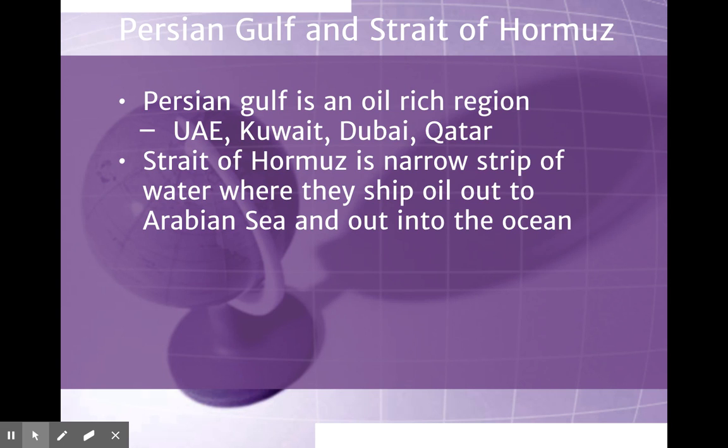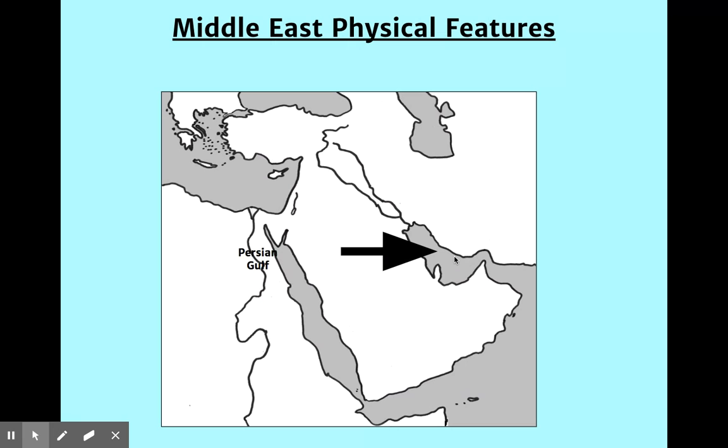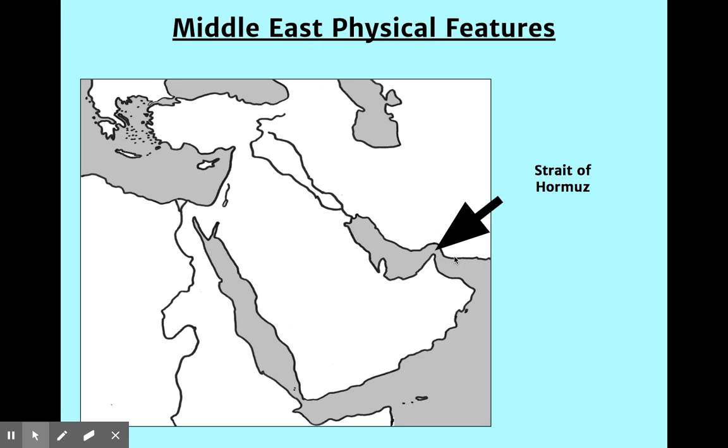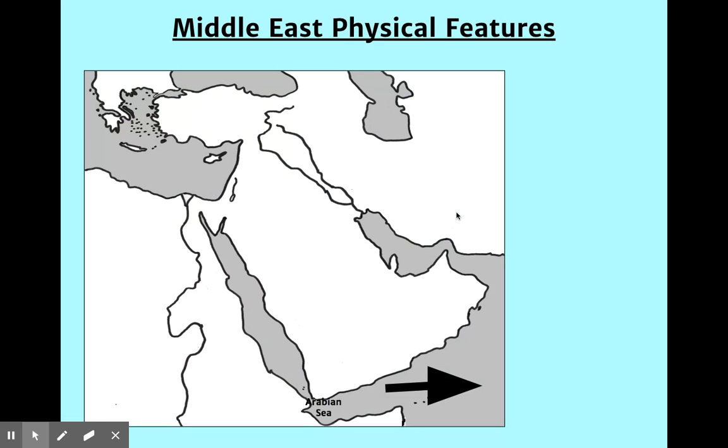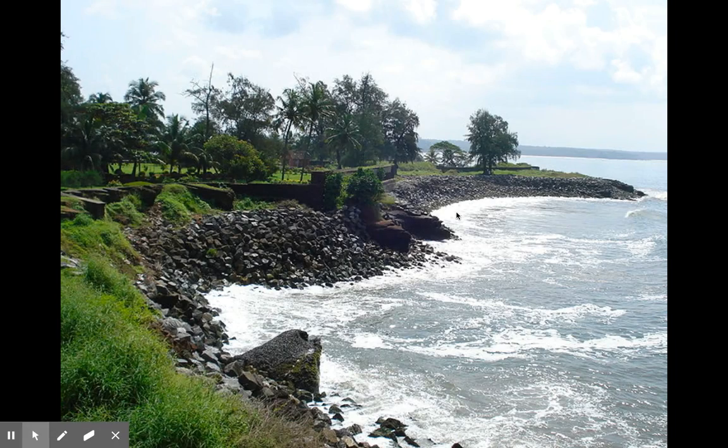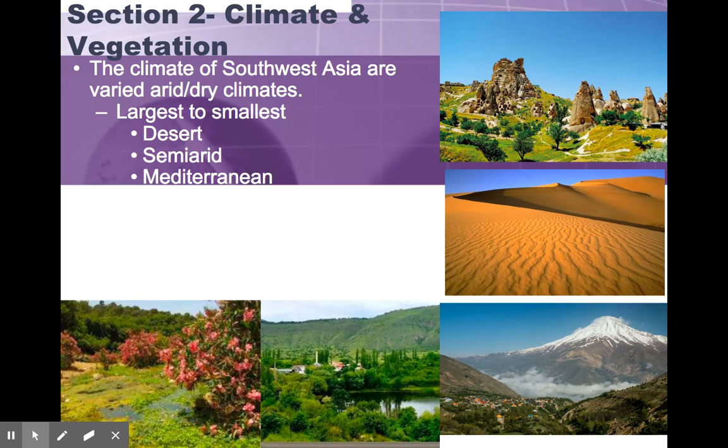The Strait of Hormuz is this narrow strip of water where they ship the oil out to the rest of the world. So you can see here, this is the Persian Gulf, and this is the Strait of Hormuz. This is right where the United Arab Emirates is, and that's what makes them so rich, that they control this Strait of Hormuz. They control how much oil is getting in and out of the region, and so that makes them very rich. It's called the Strait of Hormuz right here, and it leads to the Arabian Sea out there. The Arabian Sea, you can see, is the waterway out here.